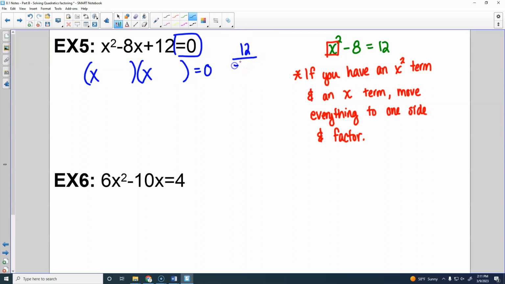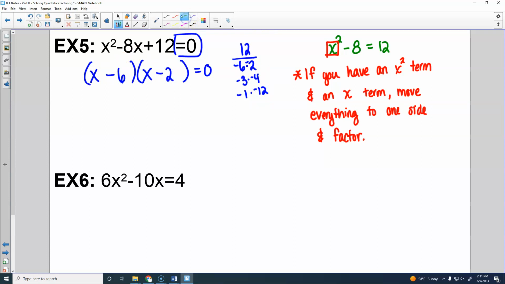6 and 2, or 3 and 4, or 1 and 12. I'm using the negatives of these because I see I have a negative 8 in the middle. Which one of those combinations is going to give us a negative 8? Negative 6 and negative 2. So I put a negative 6 here, negative 2.